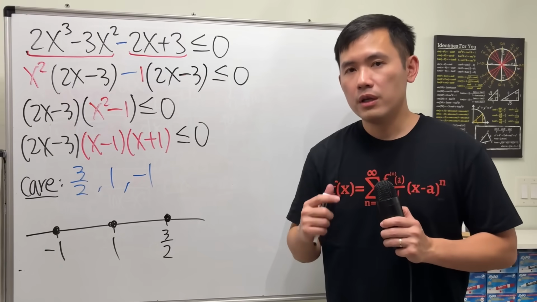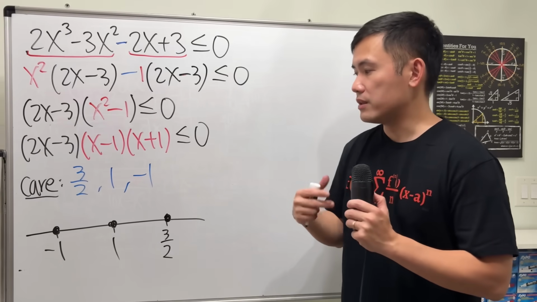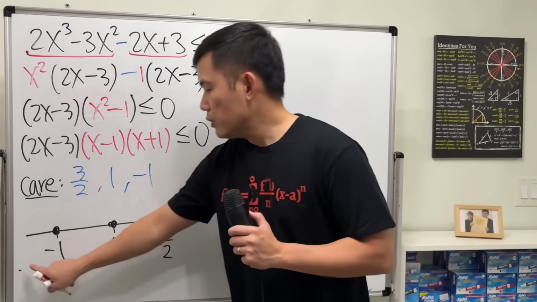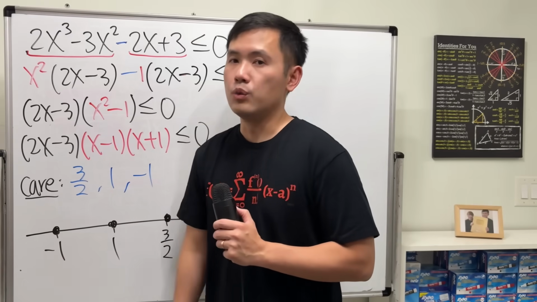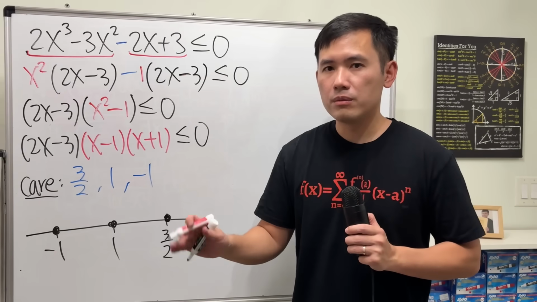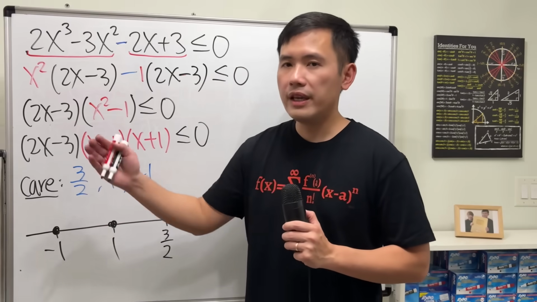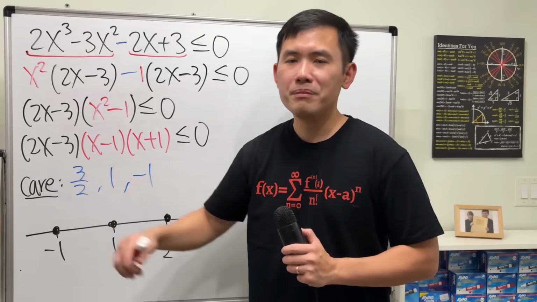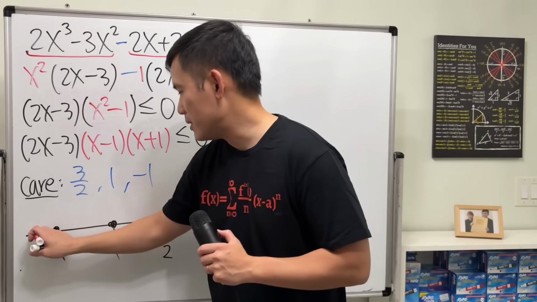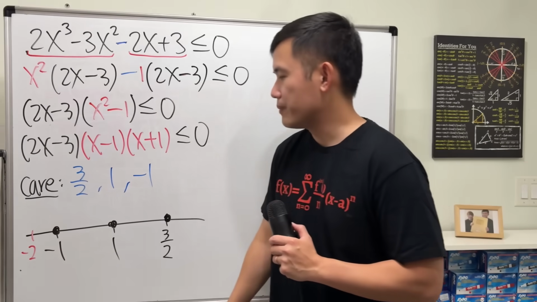To do so, here's the number line test, or test point. Go ahead and pick a number less than negative 1. Any number will work. You can pick negative 2, negative 5, negative 17, but of course, negative 2 might be the easiest for us to use right here.